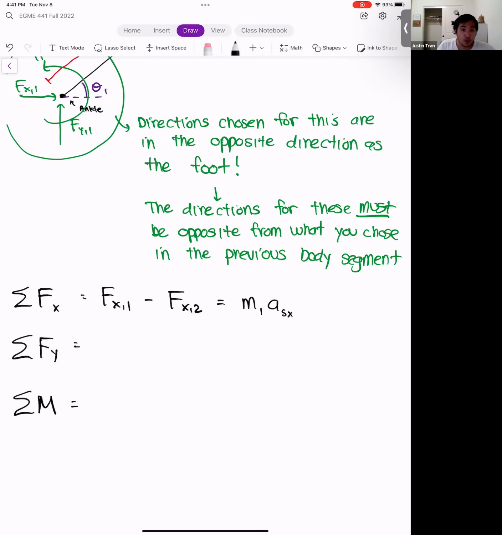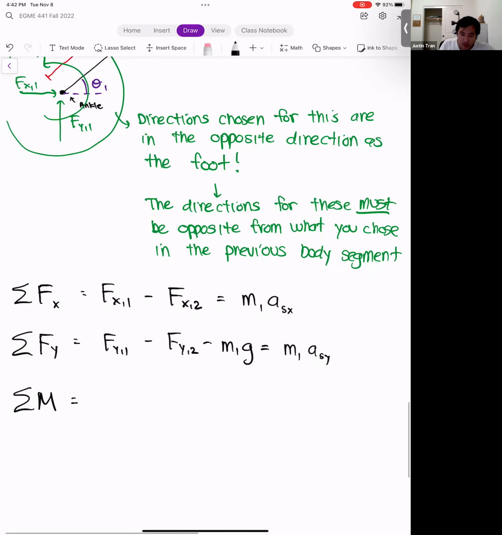Okay. We're going to do the same in the y direction. And so in the y direction, we have Fy1 coming from the ankle, Fy2 coming from the knee. And also a y direction force that's acting on this shank is the gravity force, because the shank, unlike the foot, we are going to consider the mass of the shank. And so we have minus m1 times g. Okay. And that's going to be equal to m1 times ASY, which is the acceleration of the shank in the y direction. Okay.